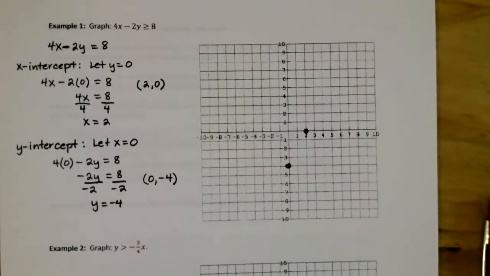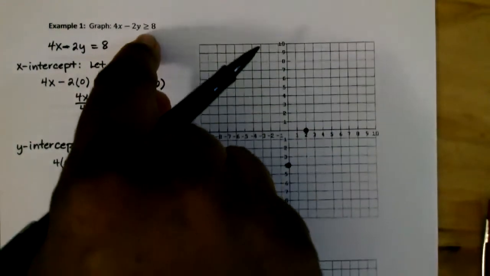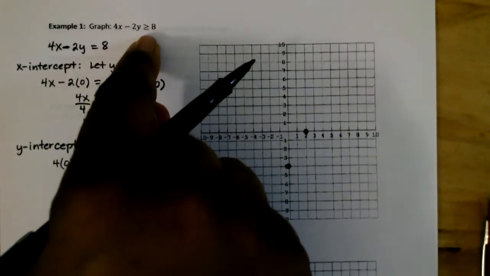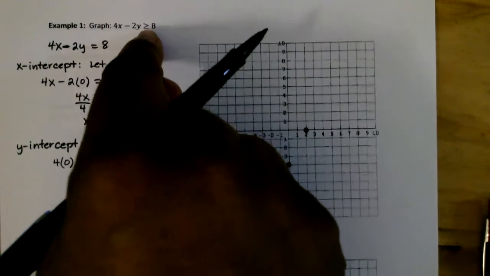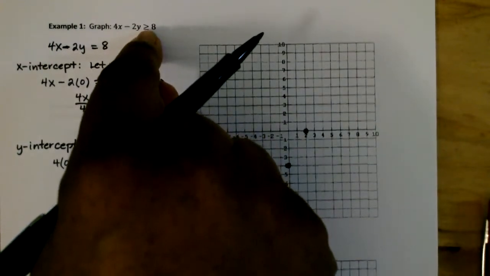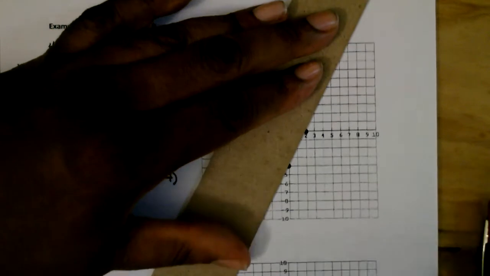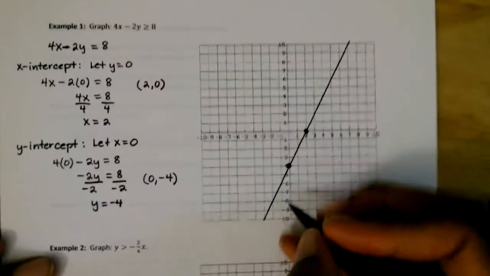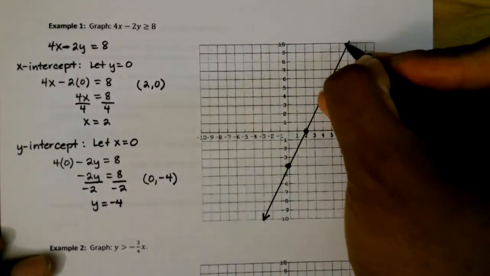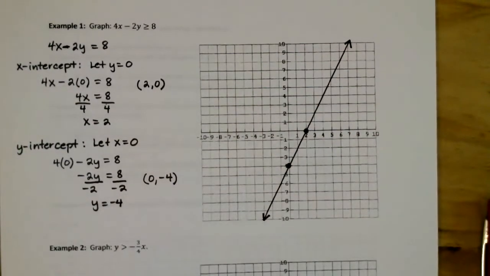All right, now I'm going to draw the line. This inequality symbol will tell me that I need to draw a solid line or a dashed line. This is greater than or equal to, that means that the line will be included. So that means I'm going to be drawing a solid line. Okay, so I'm going to connect my 2 points here and draw a solid line. Okay, so that's a solid line.